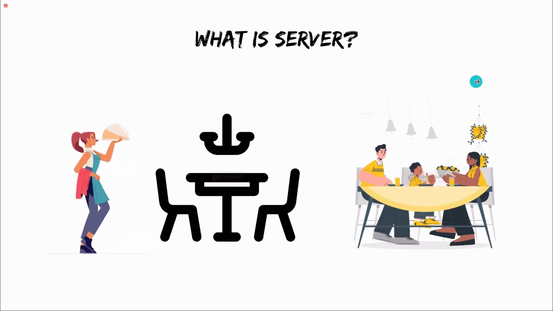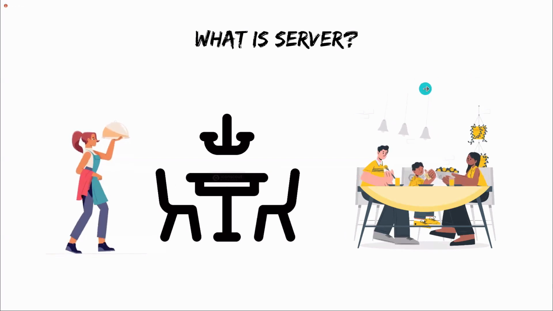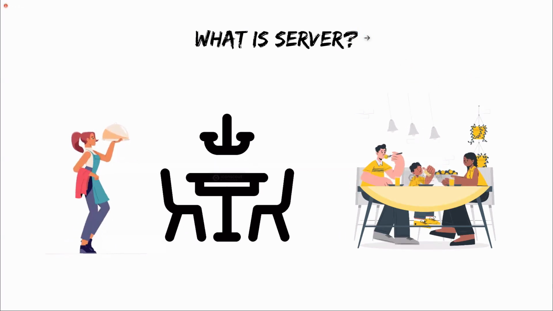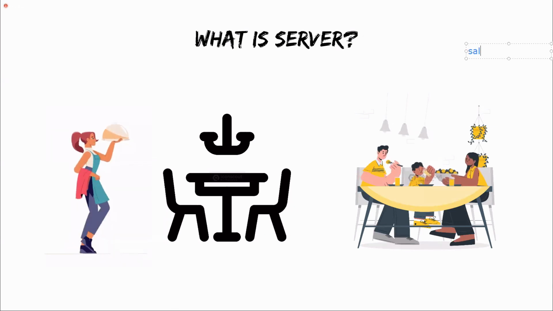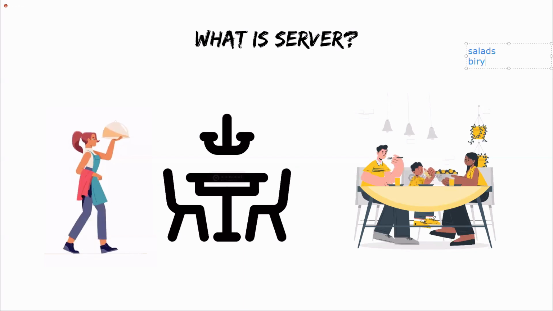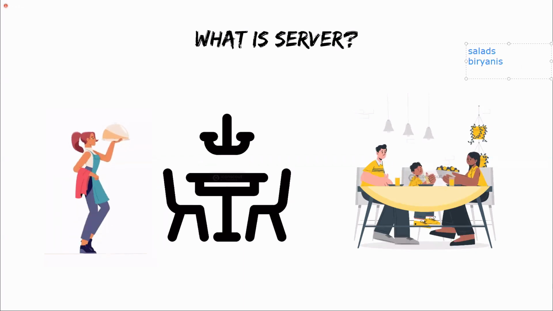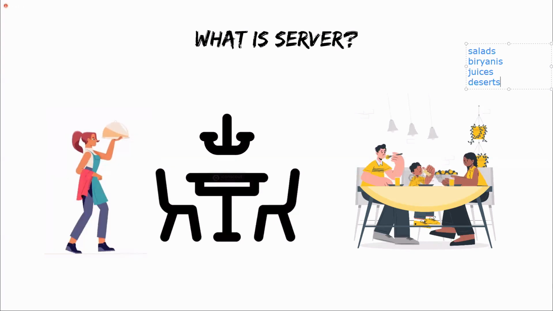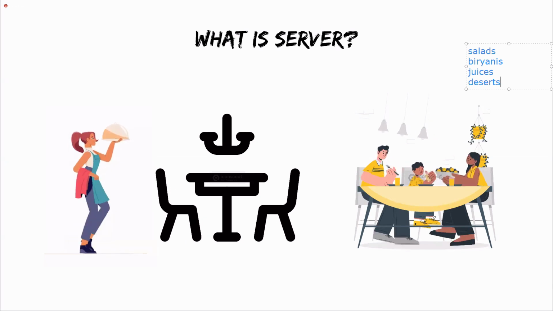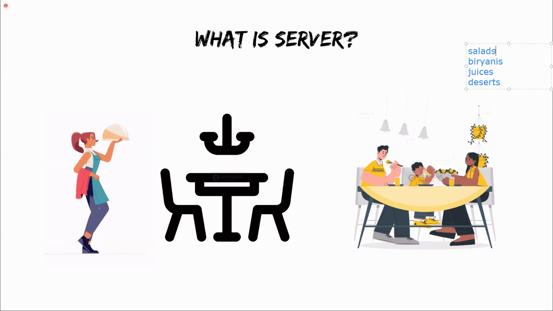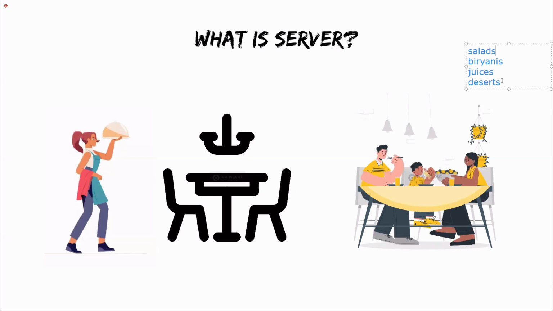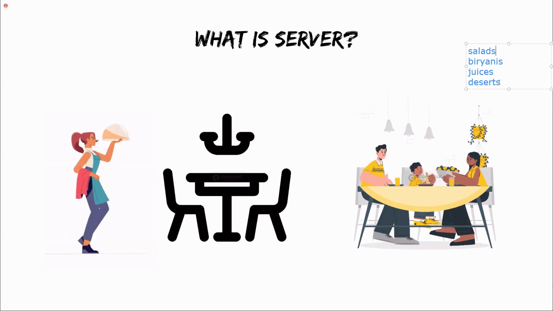We all went to the restaurant together, and there we saw the menu card. On the menu card, I saw salads and biryanis, as well as some juices and desserts. We have n number of options on the menu card. For example, my child is fond of salads, so he ordered the salad. I'm fond of biryani as well as juices, so I ordered both. And my wife is fond of desserts.